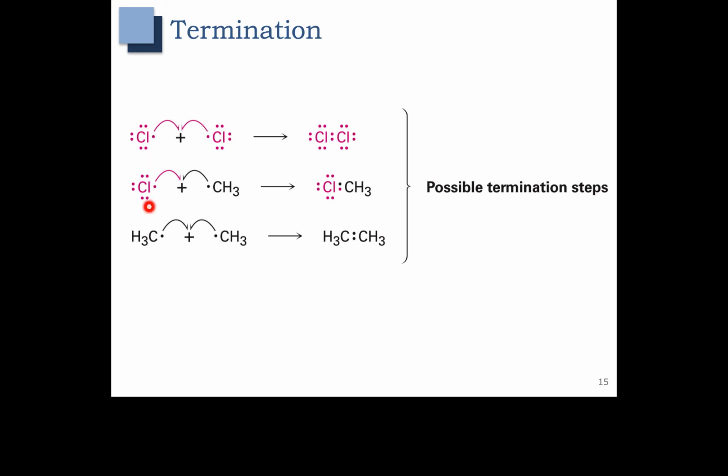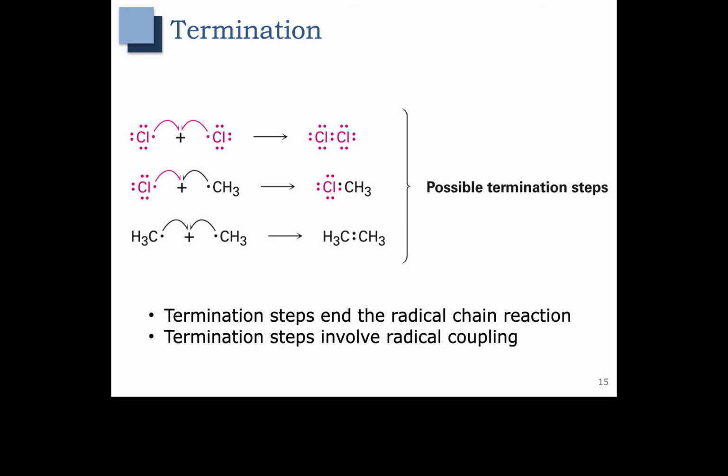Here's another one, and this is the one that we went over where we have chlorine radical and methyl radical coming together to form a chlorinated product. However, you could also get methyl radical reacting with methyl radical and forming ethane. So it's another possible side reaction that could occur. We see that termination steps end the radical chain reaction or stop it, and these steps involve radical coupling.